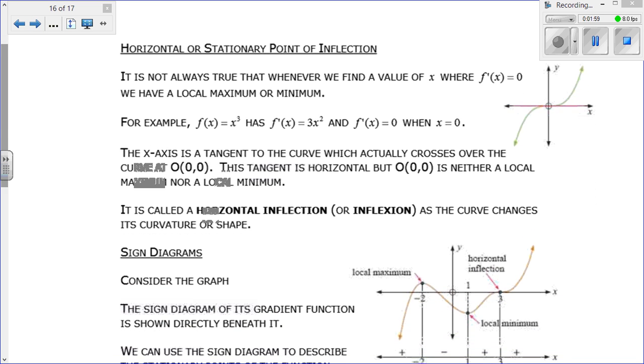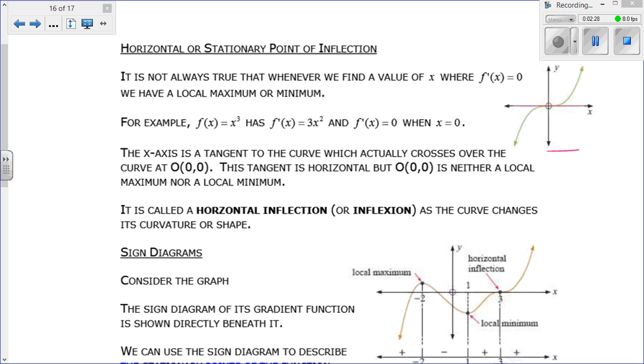It is not always true that whenever we find a value of x where f prime of x is equal to 0, we have a local maximum or local minimum. So for example, if f of x is equal to x cubed, then f prime of x is 3x squared, and f prime of x, excuse me, is equal to 0 when x is equal to 0. Okay, so that's the graph that we have right here.